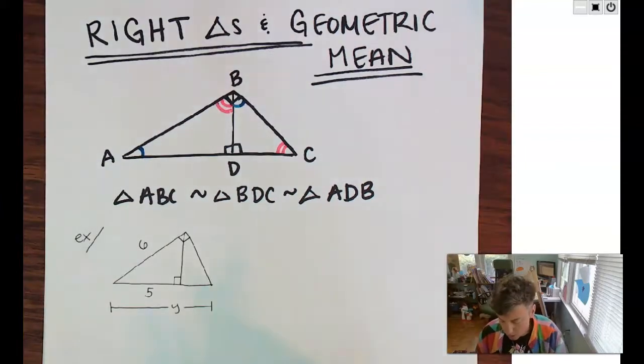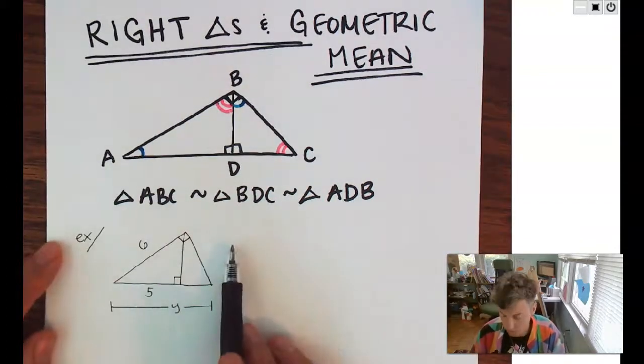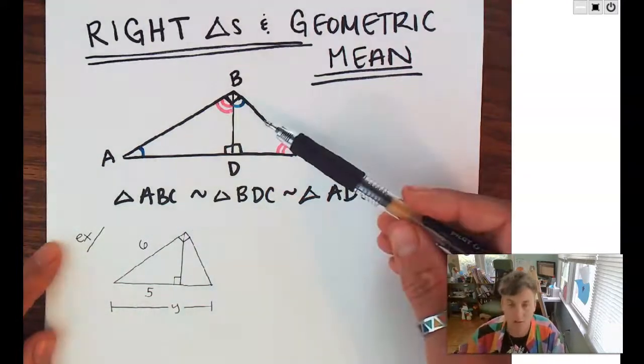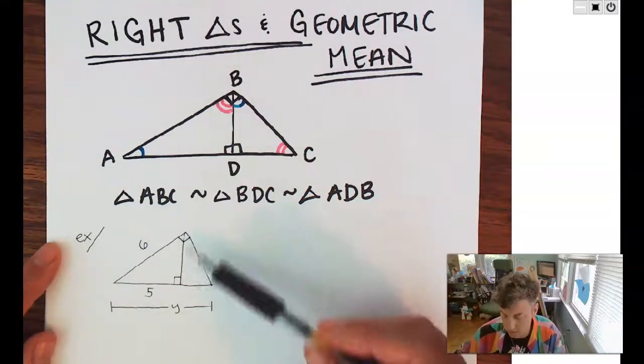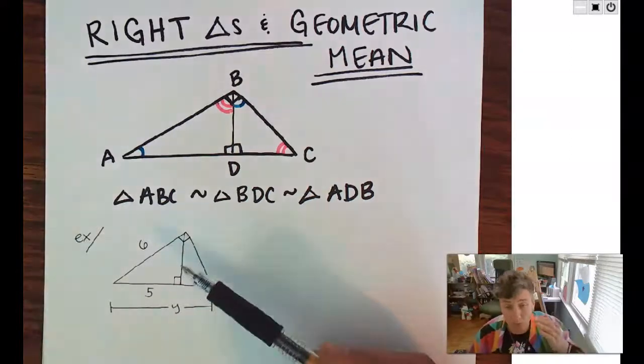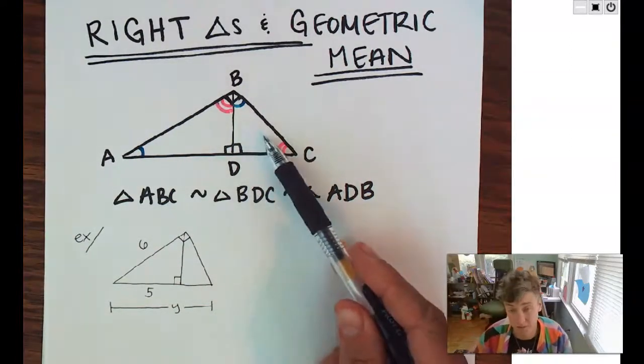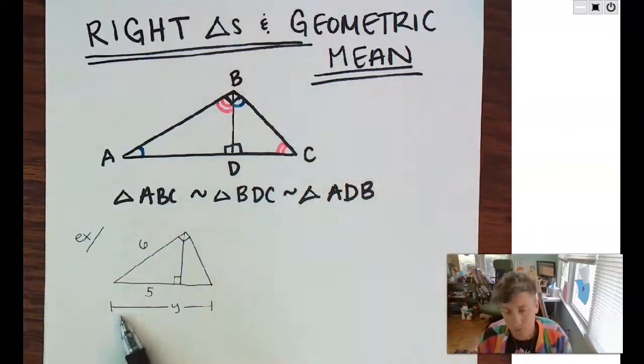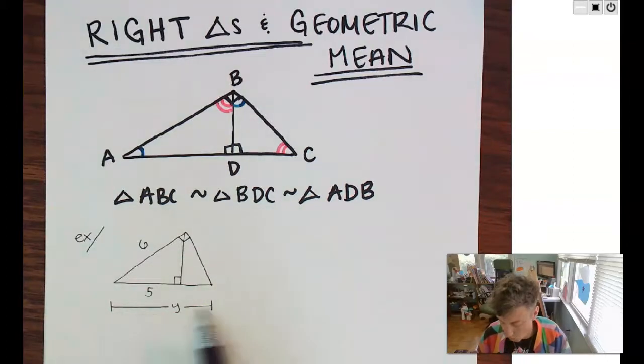Okay, cool. So here's our example. We have the exact same situation we just talked about. We've got a big triangle split into two smaller triangles, which we proved above are all similar. We're going to use that information to solve for this y. What is y? Well, y is the hypotenuse of the big triangle.